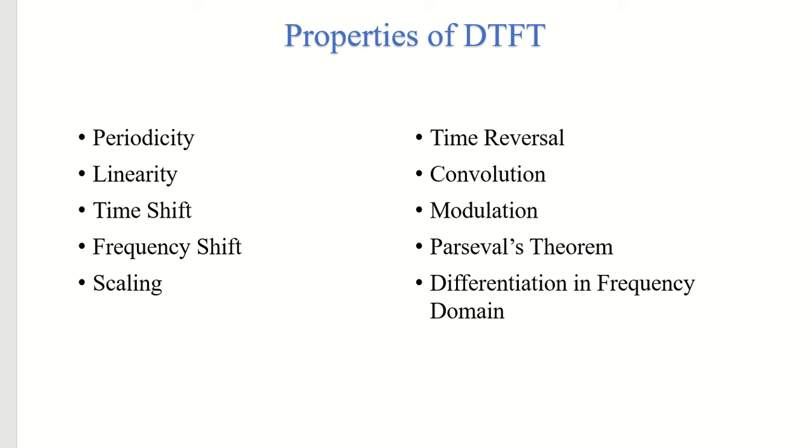That X of omega is periodic with period 2 pi, right? X of omega plus 2 pi k will be equal to X of omega. So basically if you add 2 pi k to your original signal's frequency, you will get the Fourier transform itself back. So that's periodicity for you.